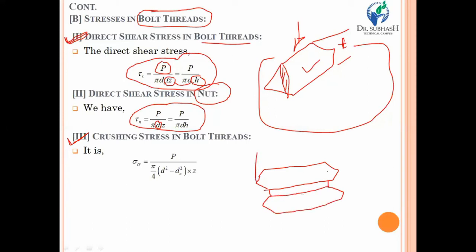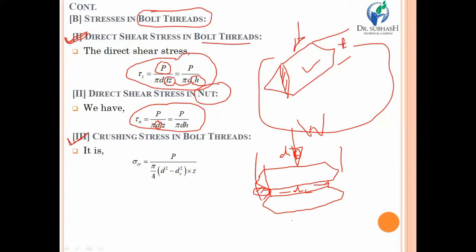Now, suppose this is the outer diameter. Sorry, this is the outer diameter DO. This is the inner diameter DC. Whenever the external load W is applied over here, crushing failure takes place between these two, that means this portion and this portion. This is the area where crushing or compressive failure may take place.